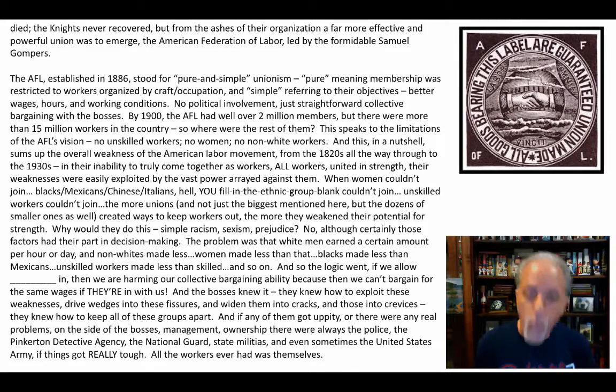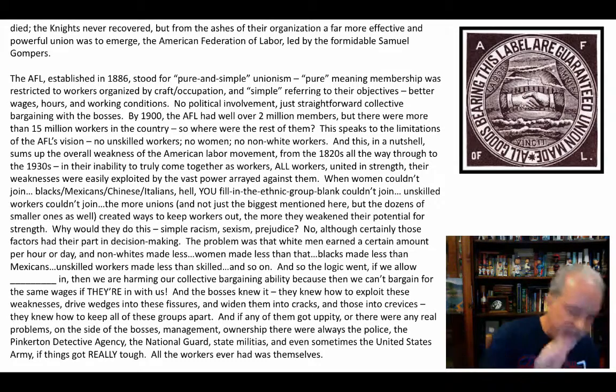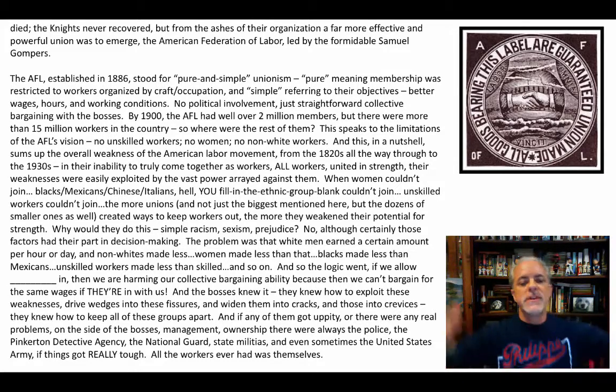The problem was that white men earned a certain amount per hour or day, and non-whites made less, and women made less than that, and blacks made less than Mexicans, and unskilled workers made less than skilled, and so on. And so the logic went, if we allow blanks in, then we're harming our collective bargaining ability, because then we can't bargain for the same wages if they're in with us. And the bosses knew it. They knew how to exploit these weaknesses, drive wedges into these fissures and widen them into cracks, and those into crevices. They knew how to keep all these groups apart.